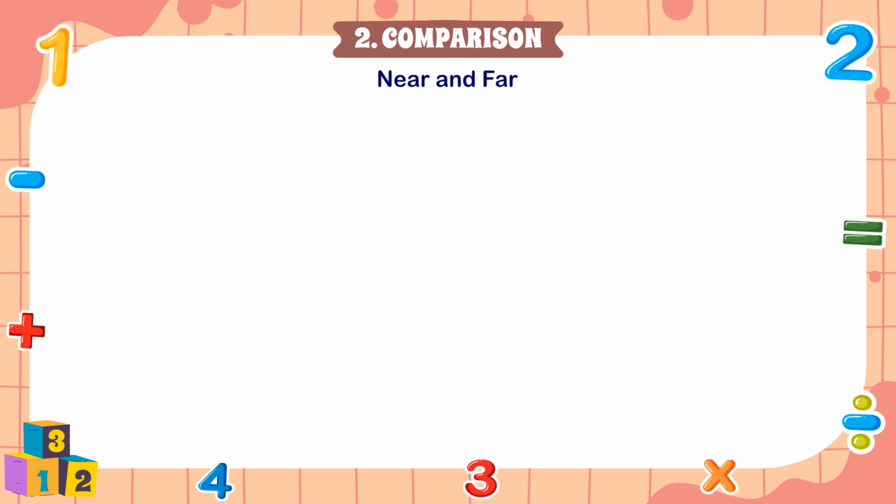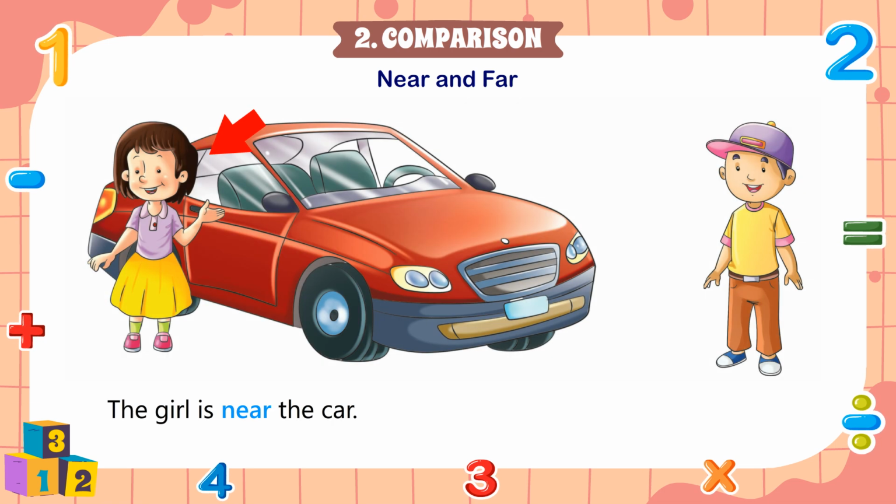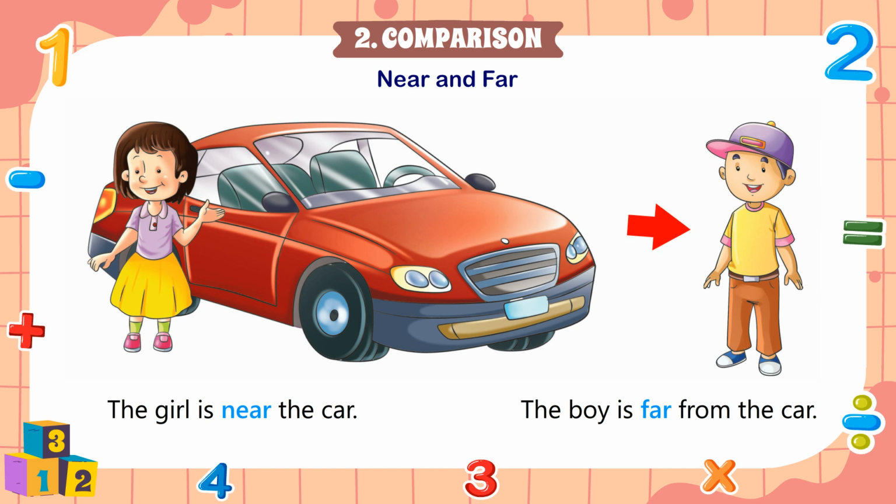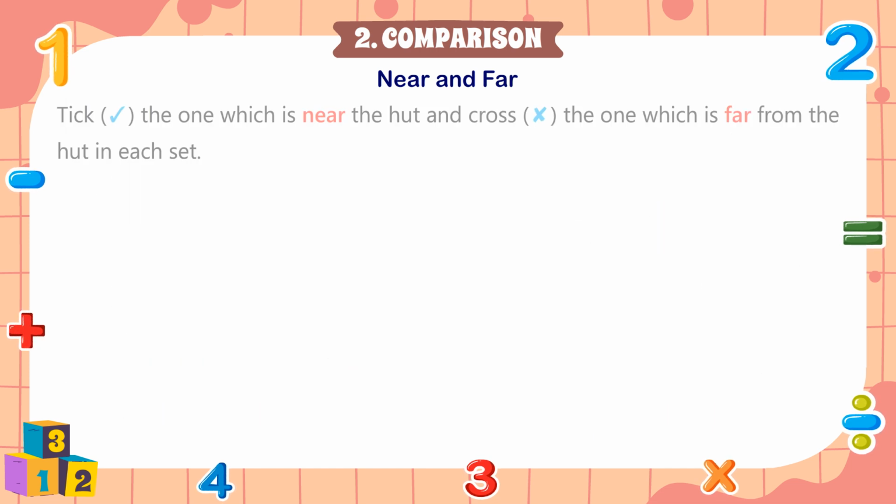Near and far. The girl is near the car. The boy is far from the car. Now let's take the one which is near the hut and cross the one which is far from the hut.